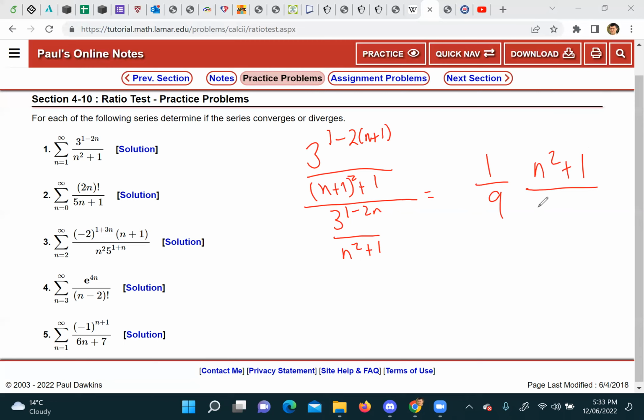Yep. Divided by n plus 1 squared, plus 1 squared. Oh, 2n plus 2. And that's less than 1, but greater than 0. So this thing goes to 1, right? Yeah. And then the whole thing goes to 1/9, which is less than 1.